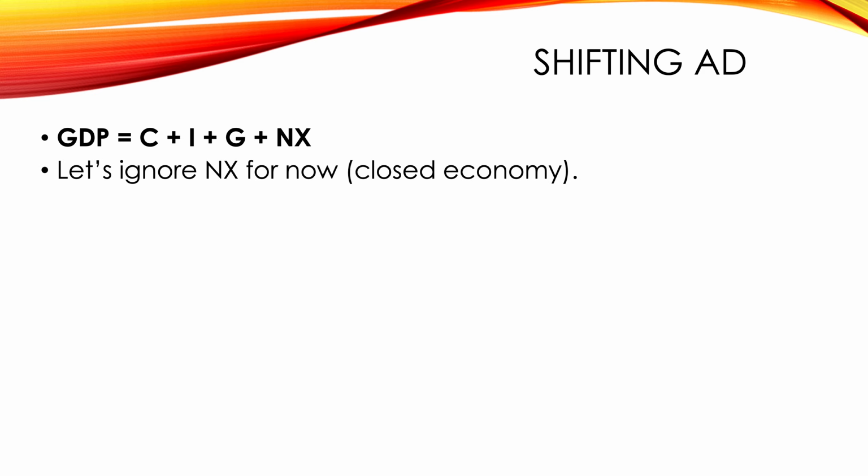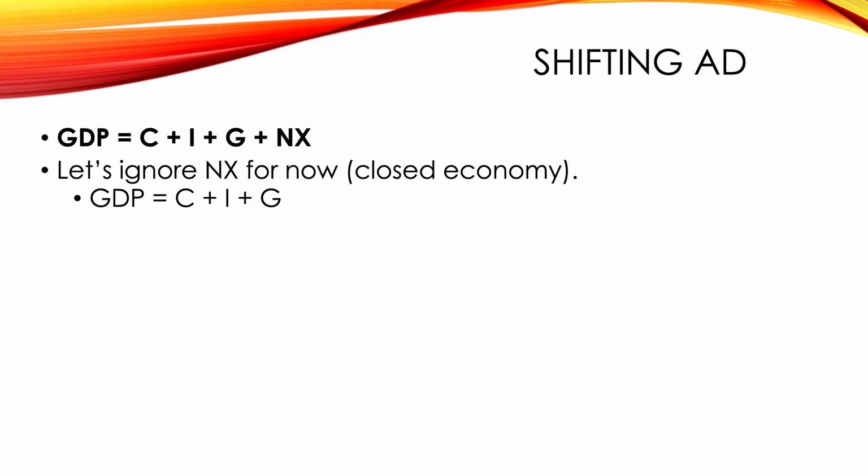All right. So, shifting aggregate demand. Please remember, as I mentioned in the previous slide, that GDP, using the expenditure method, is the sum of consumer spending plus investment spending plus government spending plus net exports. But what we're going to do here is ignore NX, net exports, for today. We're going to pretend that this is a closed economy, in other words, an economy that does not trade with other countries. So there are no imports from other countries, nor are there exports that we ship to other countries. It just makes it a little bit easier to understand.